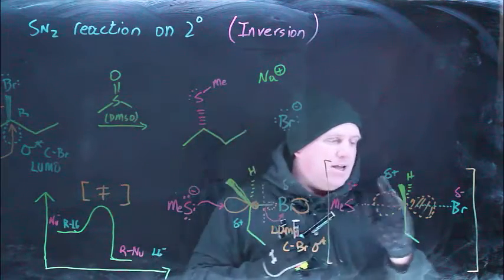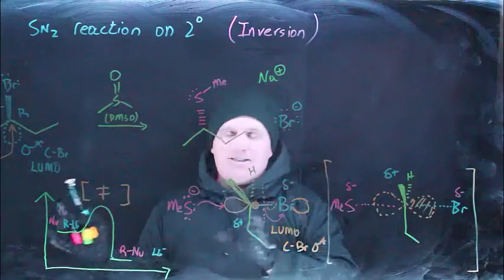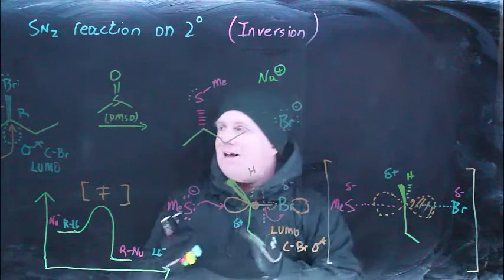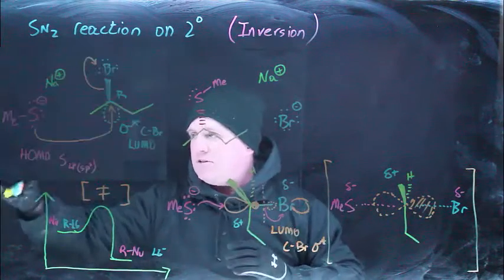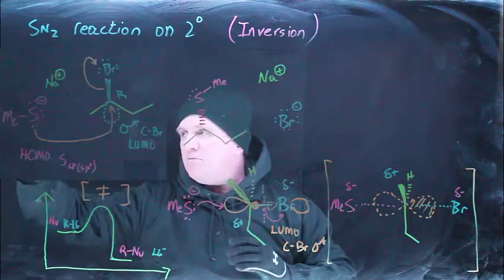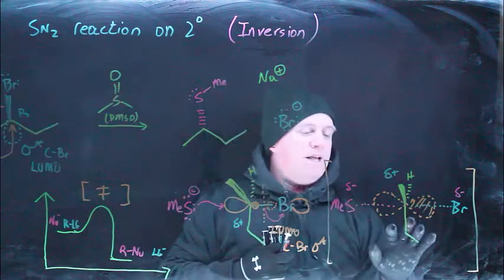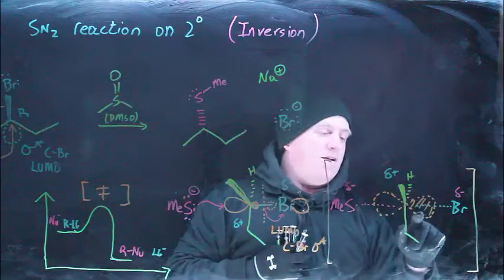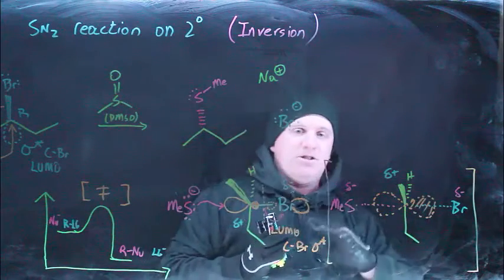But this is coming in and forcing that to leave, and this is the key thing that's happening in any kind of SN2-like reaction. The sulfur comes in and causes the bromine to leave, but these two processes happen simultaneously, which means that the sulfur needs to come in from the backside of the bromine and cause the stereochemistry to invert.